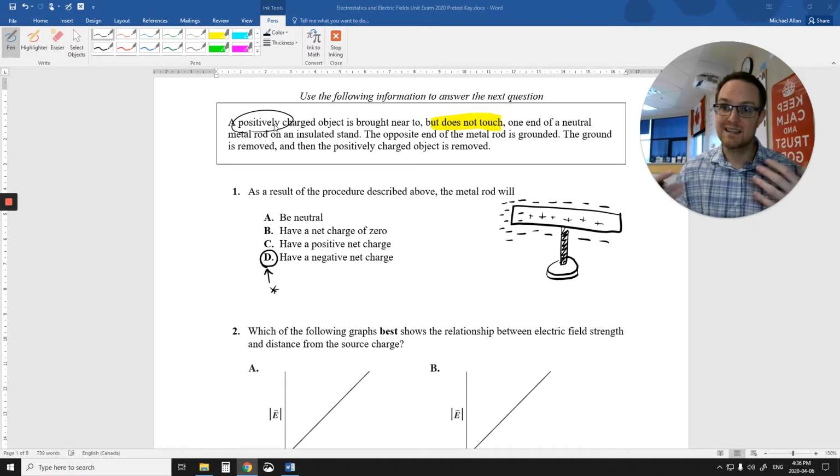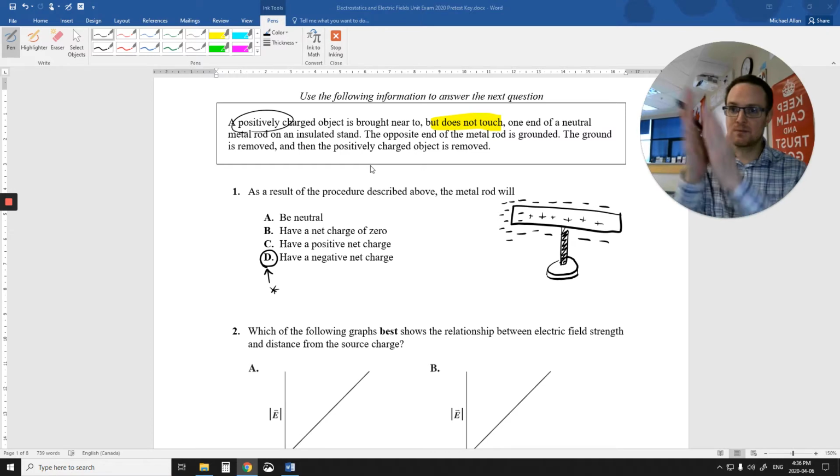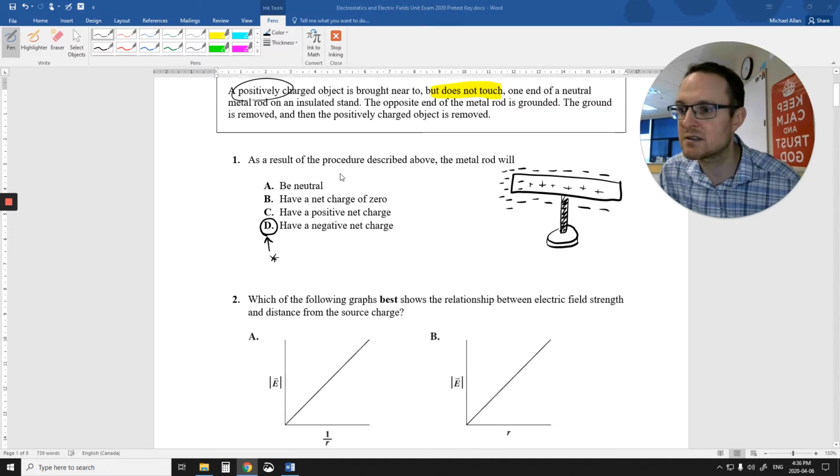You charge by touching it, so conduction, it's always going to be the same charge. And if you do it by friction, you're always going to get opposite charges.